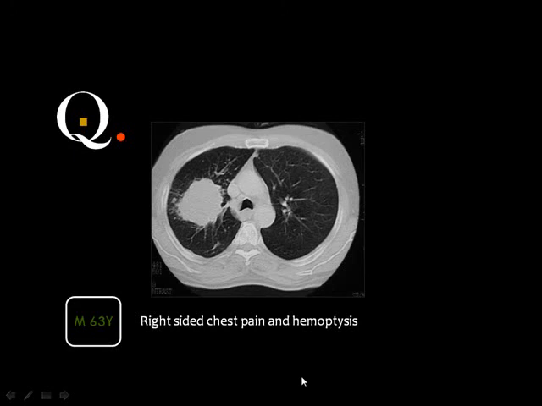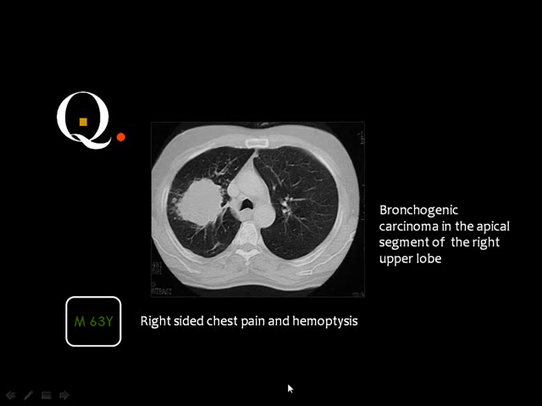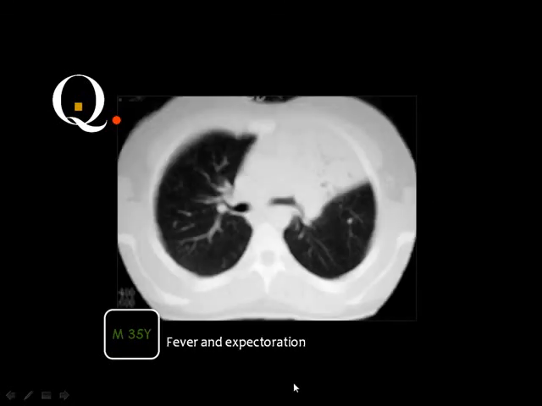Good. Then this is a bronchogenic carcinoma. Apical segment of the right upper lobe. And you see this is the trachea, anterior segment, posterior segment, and the apical segment in the middle. Okay. Then this is a pneumonic consolidation. Anterior segment of the left upper lobe. Good. This is the anterior segment of the left upper lobe.